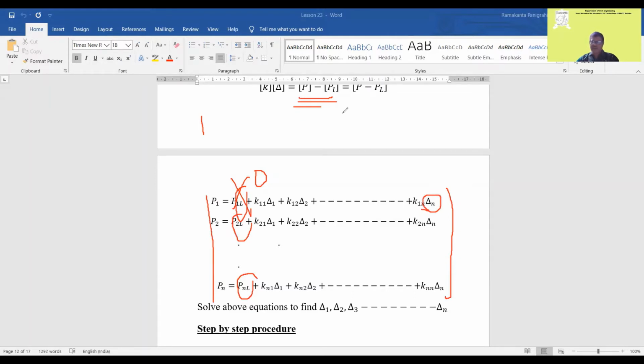Or you can write delta is equal to K inverse, we will find the inverse of matrix K, K inverse times P minus PL. So you can find delta 1, delta 2, delta 3 by just doing the inverse. In the examination, a maximum of 3 by 3 is possible. A 2 by 2 can be done in less time, and a 3 by 3 matrix inverse will take more time. So generally in the exam we'll find a maximum of 2 by 2 or 3 by 3 matrix.